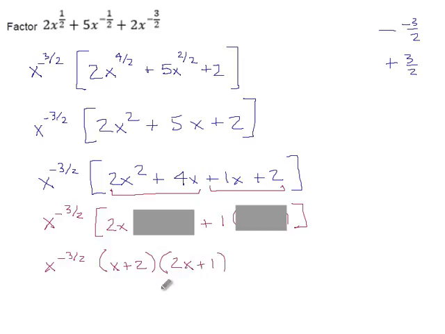If you did guess and check factoring, welcome back. I assume you got the same thing that I did here. And you could leave it in this form. This is not such a bad way to write it. Or if you'd rather have positive exponents, you could have x plus 2, 2x plus 1, over x to the 3 over 2. And that's as factored as that thing will get.